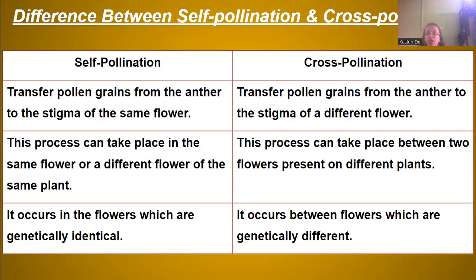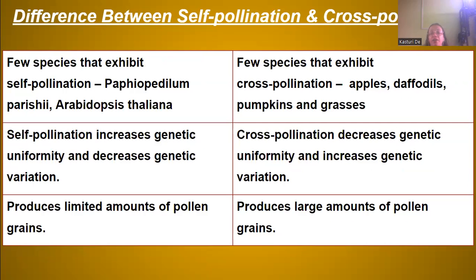Next is the difference between self and cross-pollination. Self-pollination transfers pollen grains from the anther to the stigma of the same flower or of a different flower on the same plant. But cross-pollination transfers pollen grains from the anther to the stigma of a different flower. This process can take place between two flowers present on different plants. Self-pollination occurs in flowers which are genetically identical. Cross-pollination occurs between flowers which are genetically different.